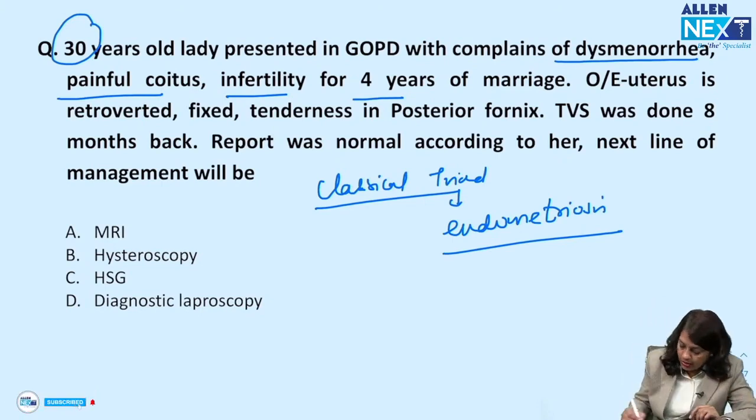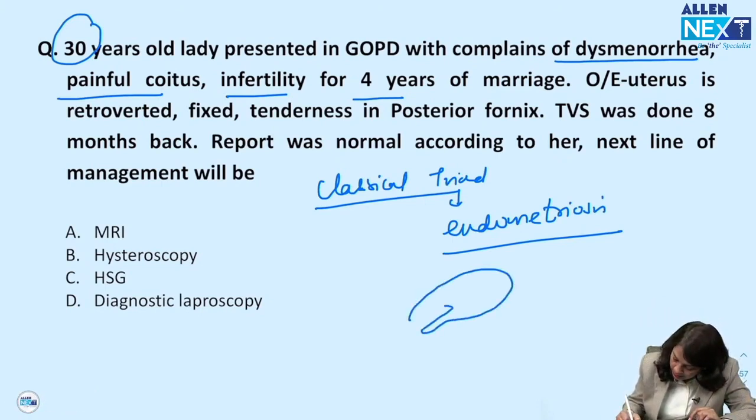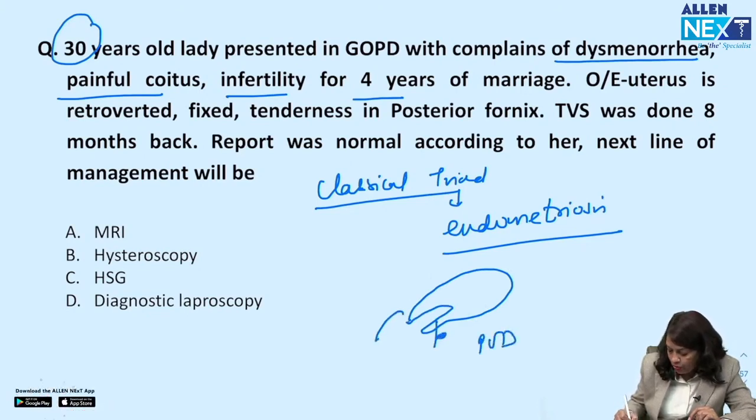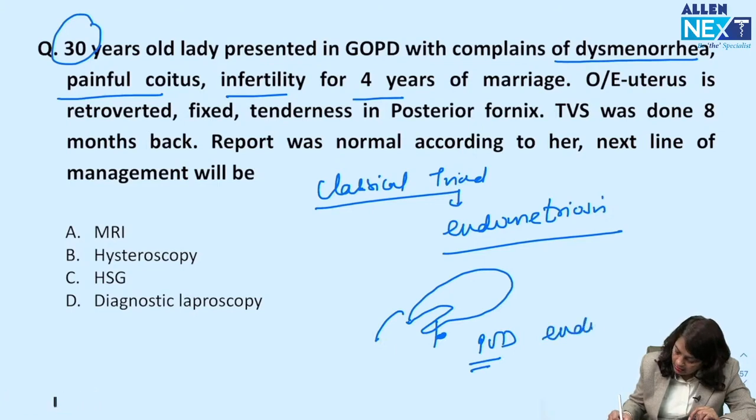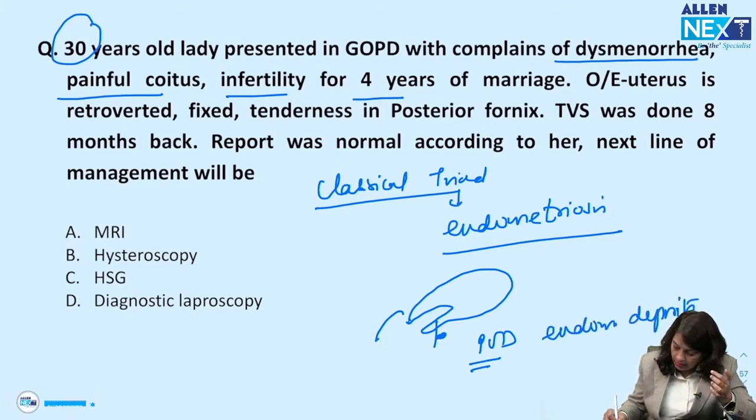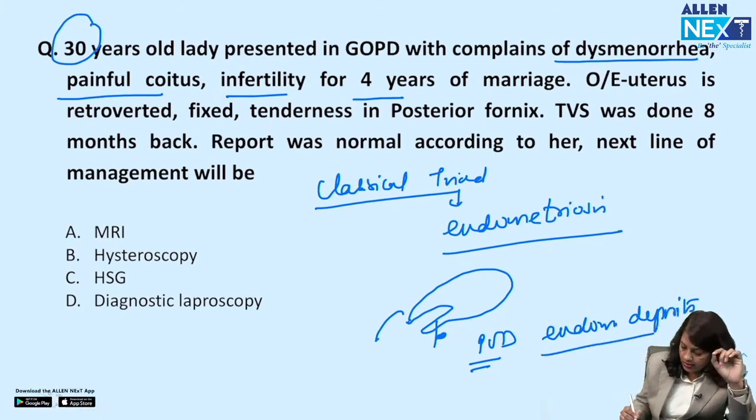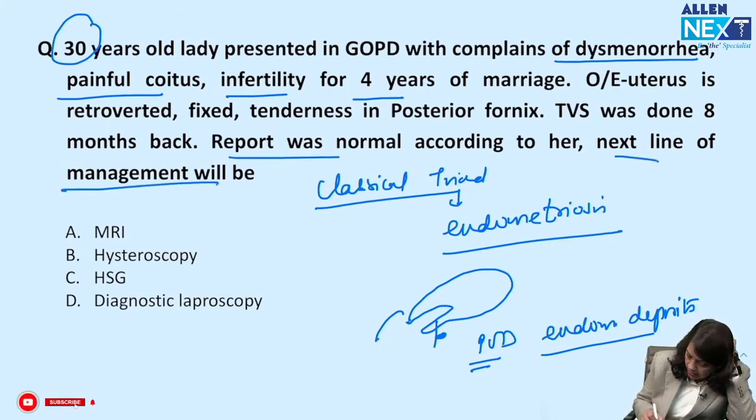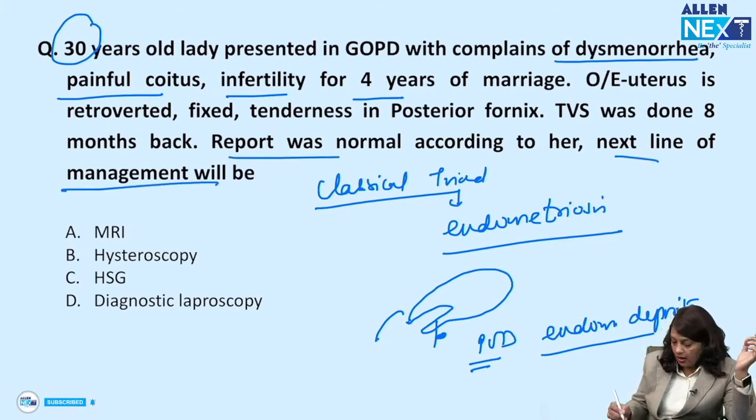ठीक है. Uterus is retroverted and there is tenderness in the pouch of Douglas because there are endometriotic deposits which are causing pain. So mobility of the uterus is restricted. ठीक है. TB is done 8 months back and it is all normal. What is your next line of management?